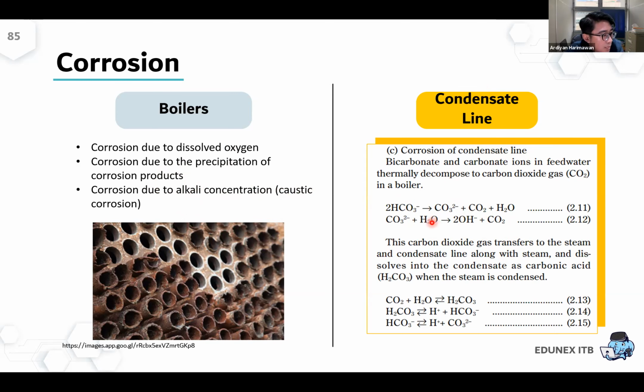So basically, how to prevent the corrosion? First, you can adjust the level of the hardness using the softening method. Decrease the carbonate in the water, and also adjust the pH. However, for pH, it's like two sides. If you increase the pH, it means the possibility of scaling is high.